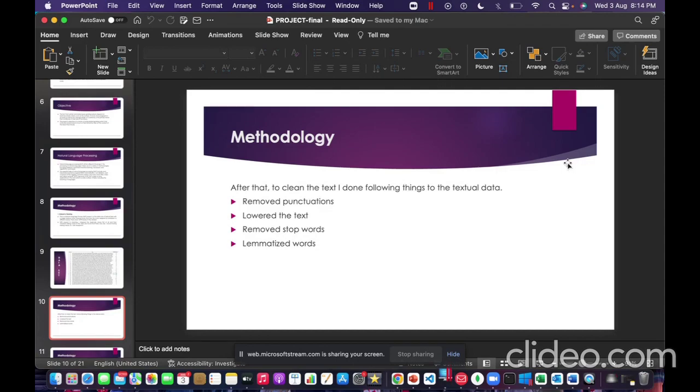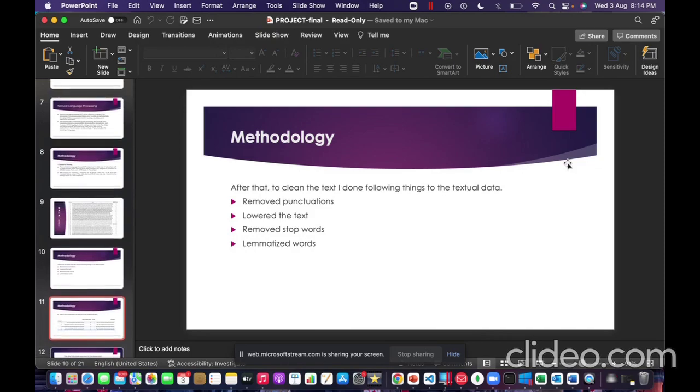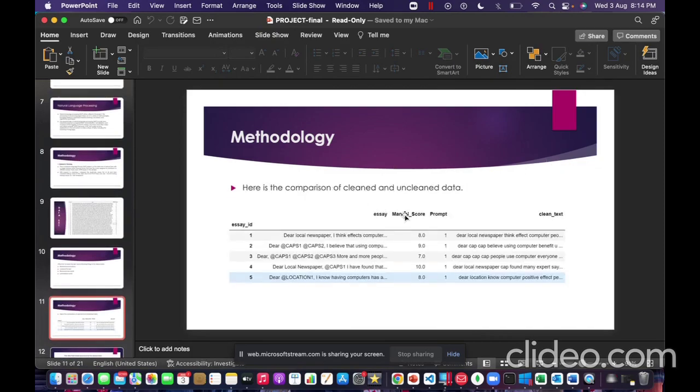After that, to clean the text, I did the following things to the textual data. Removed punctuation, lowercased the text, removed stop words, lemmatized words. So here is the comparison of cleaned and uncleaned data. I'm going to show one example. Dear local newspapers, comma, I think affects computer. You can see here the capital letter D turns to lowercase d, dear local newspaper, and there is no comma over here, and there is no I, think affects computer. So you can see here the clean data has only important words rather than everything.